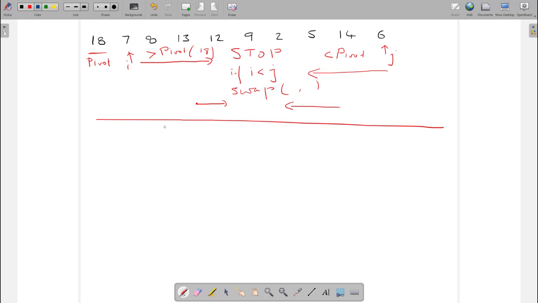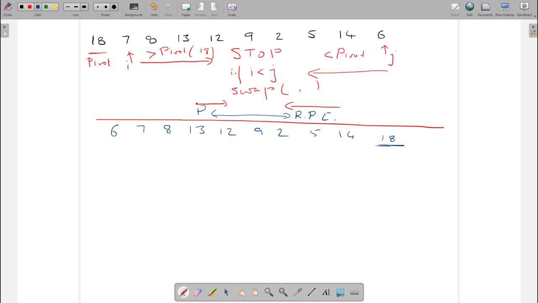And so what will happen is that the entire thing will terminate without any matching condition. And at the end, we swap 18 and 6. This is the step that I did not mention here, but we need to do that. At the end, we swap the pivot element with the element that is at the right position for 18. So 6 comes here, 7, 8, 13, 12, 9, 2, 5, 14 and 18. Now 18 is in the right position.